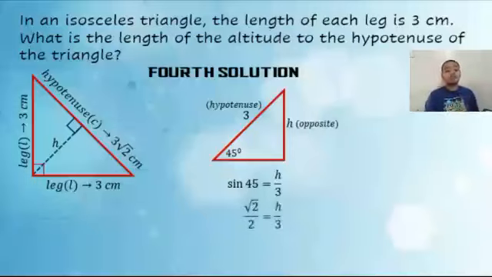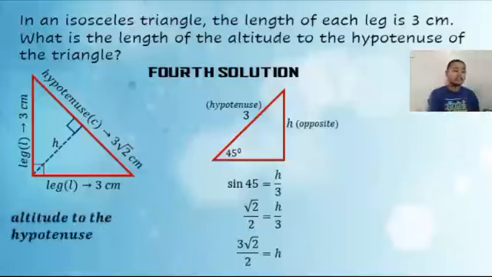Solving for the value of h, we multiply both sides of the equation by 3. Therefore, h will be equivalent to 3 square root of 2 over 2, which is the same as the answers in the first three solutions. Therefore, the altitude to the hypotenuse of this given triangle is 3 square root of 2 over 2 centimeters. So as you can see here, we used four different solutions with different concepts, but still we arrive at the same answer. Just like in life, we can be successful in different ways. Remember that one. Okay? And with that, maraming salamat sa pakikinig and magandang buhay!